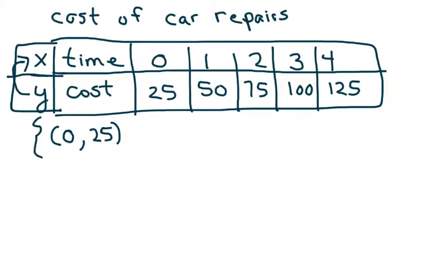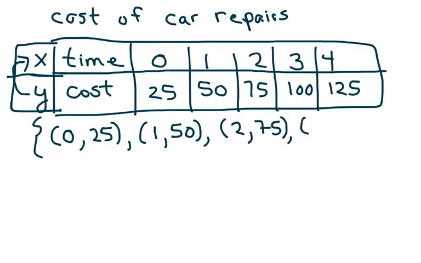Okay, if the repairman spends 1 hour, you're going to have to pay $50. If the repairman spends 2 hours on it, you're going to spend $75, and so forth. 3 goes to 100, and 4 goes to 125. Apparently $25 an hour. All right, so that's your set of ordered pairs, and let's write the domain.